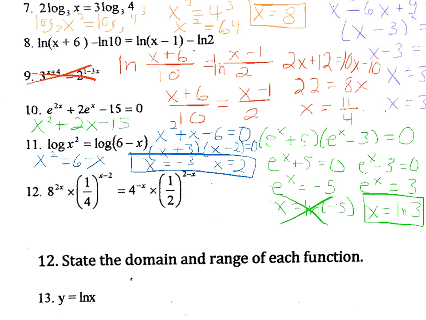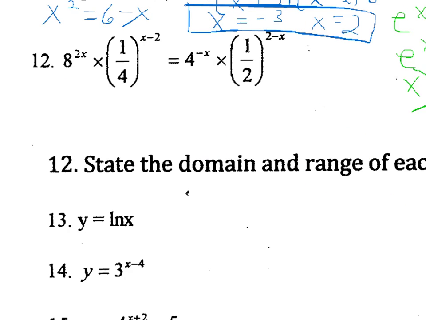For number 12, in order to solve that, we need to get the bases to be the same. So I'm going to change 8 to the 2x to 2 to the third, and that's still raised to the 2x. 1/4, I'm going to change to 2 to the negative 2, and that is still raised to the x minus 2. 4, I'm going to change to 2 squared, and that is still raised to the negative x. And 1/2, I'm going to change to 2 to the negative 1, and that is raised to the 2 minus x.